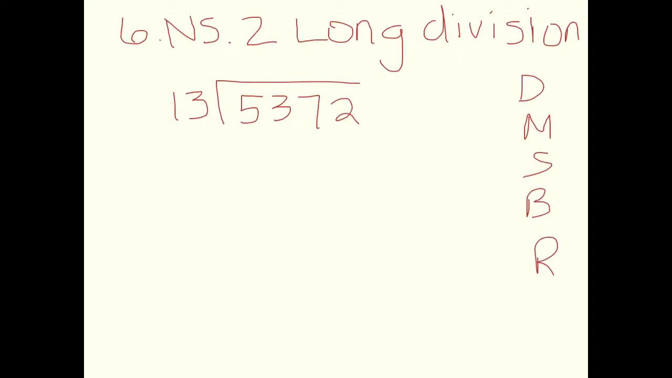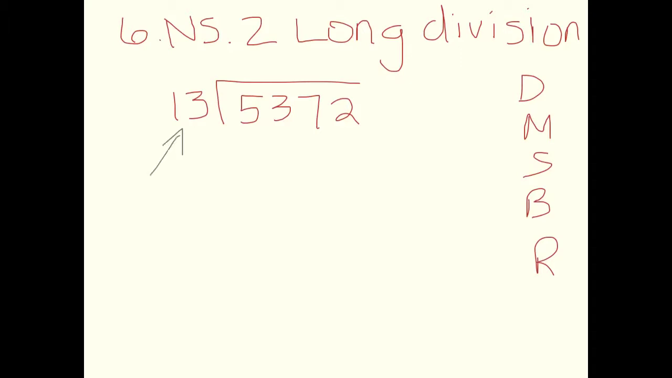Following the DMSBR model, D means divide, M means multiply, S means subtract, B means bring down, and R means repeat or remainder, depending on if you've covered all the numbers in your dividend.